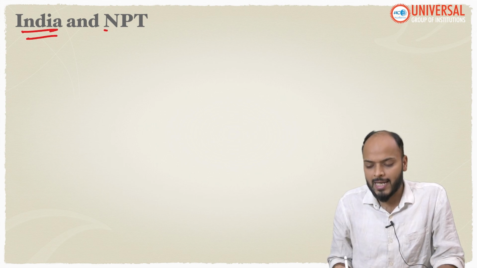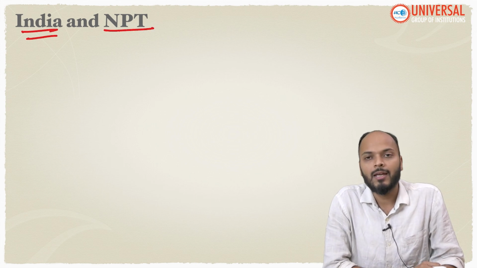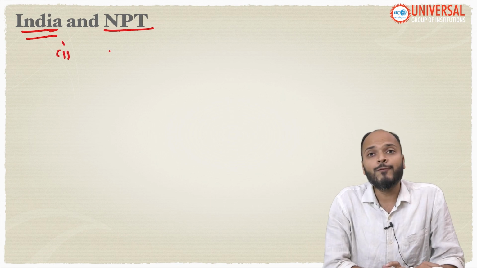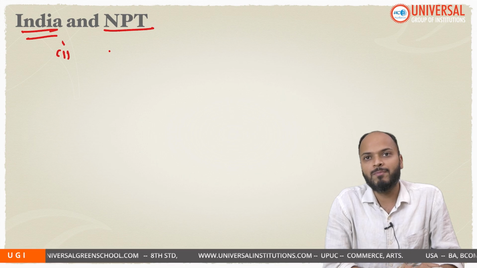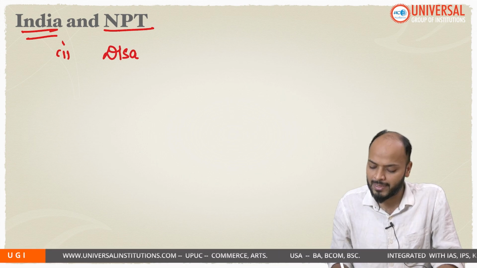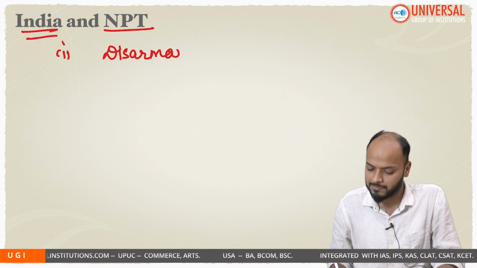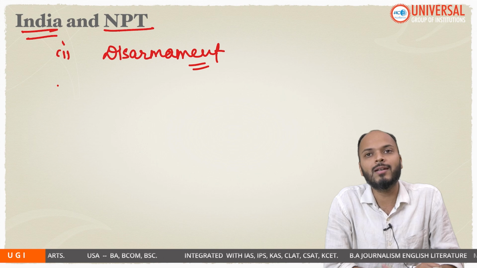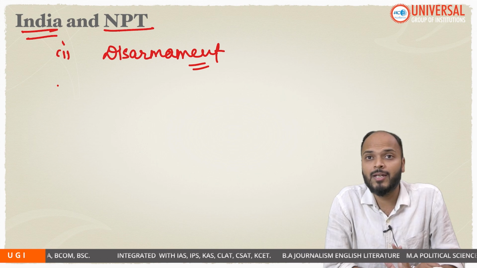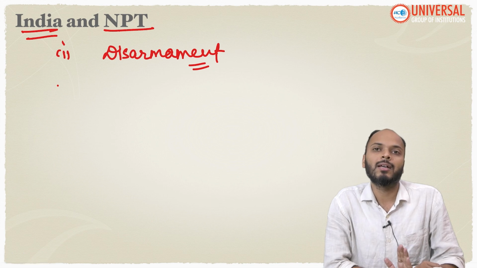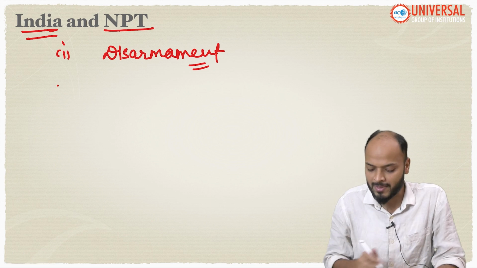India did not sign NPT at all. India had 2 reservations for signing NPT. First one is why only a few countries are allowed to keep nuclear weapons. India says we are in favor of complete disarmament, right? Meaning no country of the world should have nuclear weapons. Not just these 5, but no country in the world should have nuclear weapons.